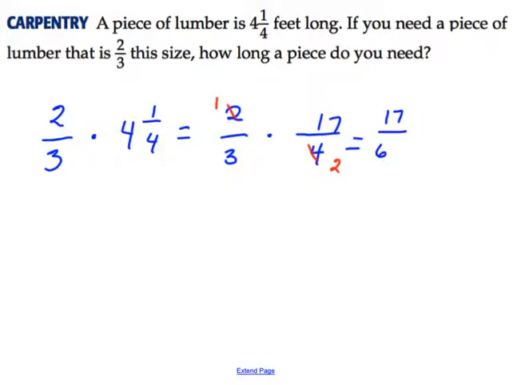But now we got to change it back to a mixed number. How many times does 6 go into 17? Well, it goes in there twice. 6 times 2 is 12, and 17 minus 12 is 5 left over, right? So 2 and 5/6 is how long of a piece we need, and that is in feet. We should always include our units in there.